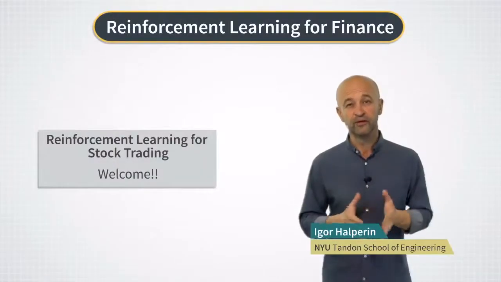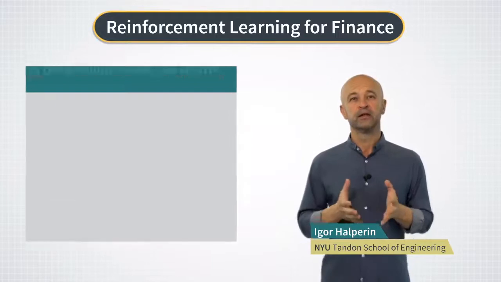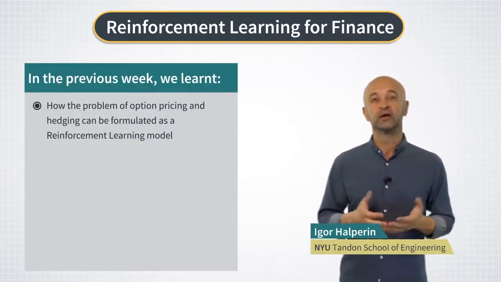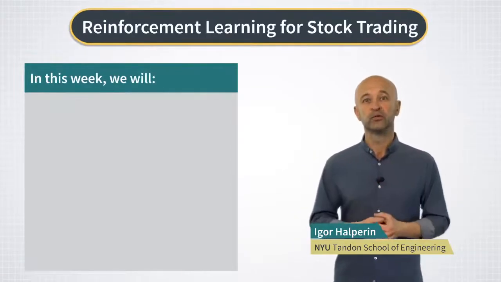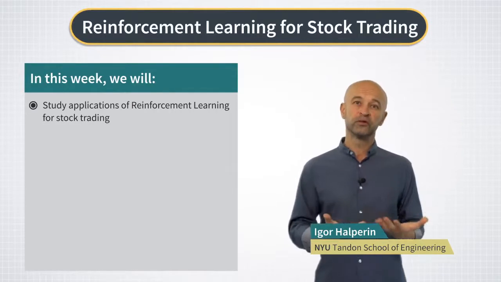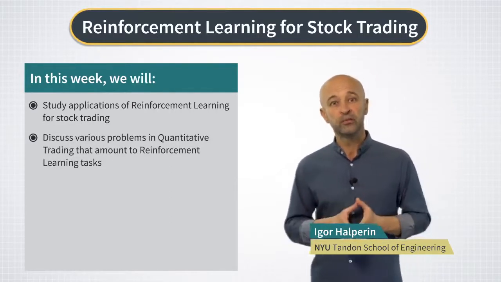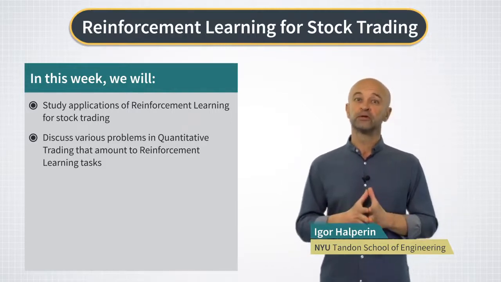Welcome to the fourth and the last week of our course on reinforcement learning in finance. In the last week, we saw how the problem of option pricing and hedging can be formulated as a reinforcement learning model. In this week, we will talk about applications of reinforcement learning for stock trading. We will discuss various problems in quantitative trading that amount to reinforcement learning tasks.